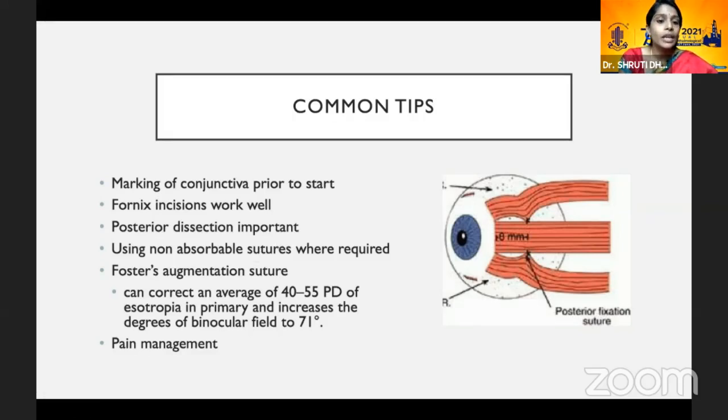Posterior dissection is extremely important in transpositions because we are going to need the fluidity of movement to move the muscles around. Using non-absorbable sutures wherever required, like a 5-0 polyester or a 6-0 polypropylene, is very important. Foster's augmentation suture wherever required: we just put a suture about 8 mm behind wherever we're going to transpose so that it adds to the vector force. And of course, because we're moving the muscles a lot, pain management is very important in these cases. We'll need to address the post-operative pain.